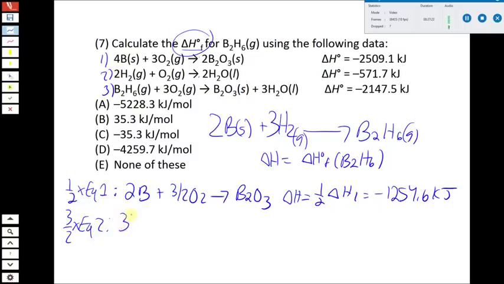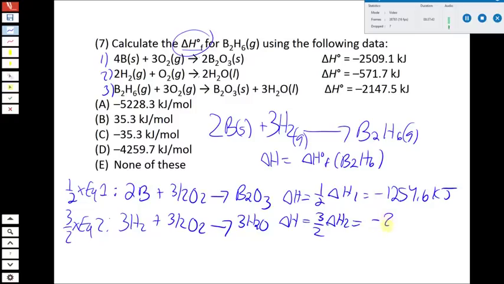So that's going to give us 3H2 plus 3/2 O2 going to 3H2O(s). And because we multiply the coefficients by 3/2, we also multiply the delta H by 3/2. So it's this number, minus 571.7, times 3/2, which comes out to approximately negative 857.6.